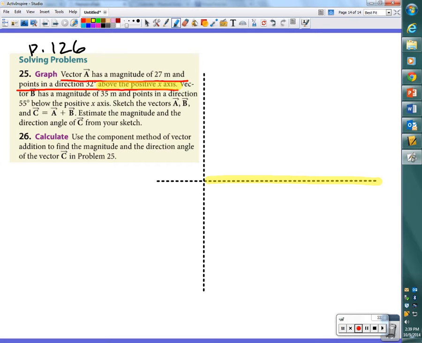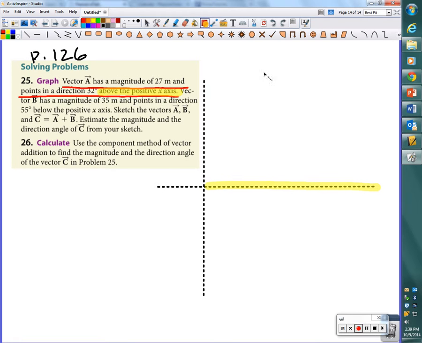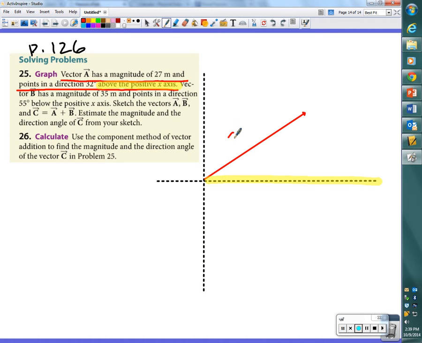So it says vector A has a magnitude of 27 meters and points in a direction 32 degrees above the positive x-axis. So, here, solid arrow, here's red. Okay? And that represents 27 meters and 32 degrees.